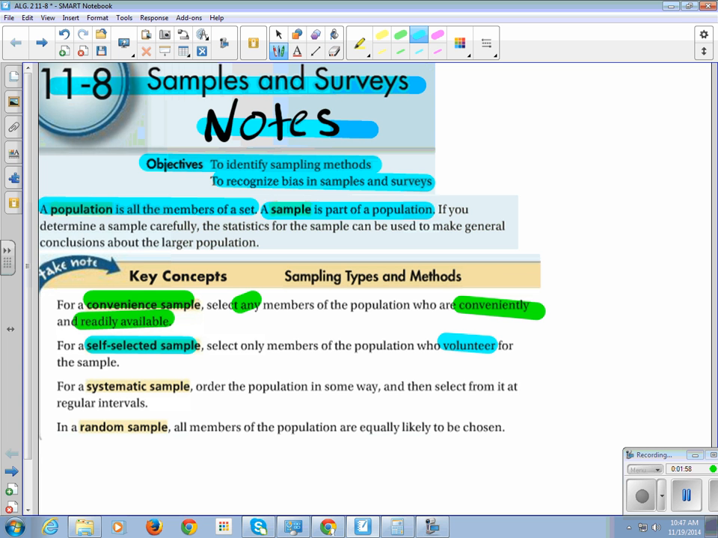A self-selected sample is, I'm sure you guys get the emails that say, take this survey and click here. And if you click and actually take the survey, or I've done it on the phone where they say, would you like to take a survey at the end of this phone call and tell us how we're doing? That is self-selected.